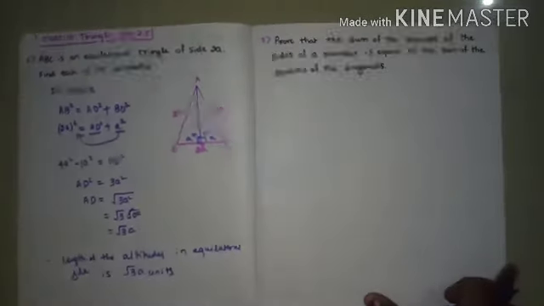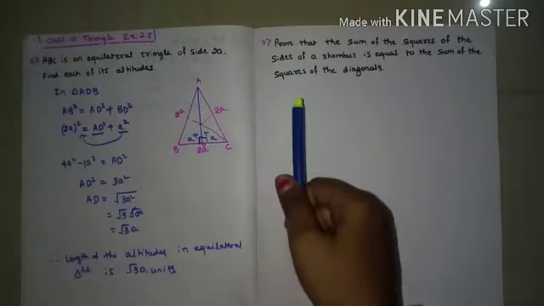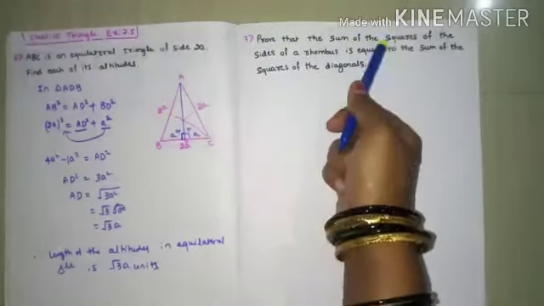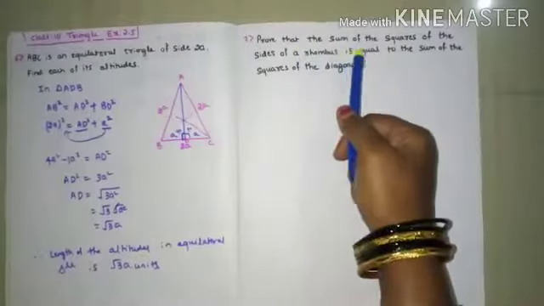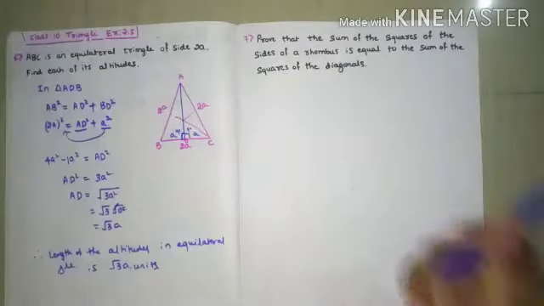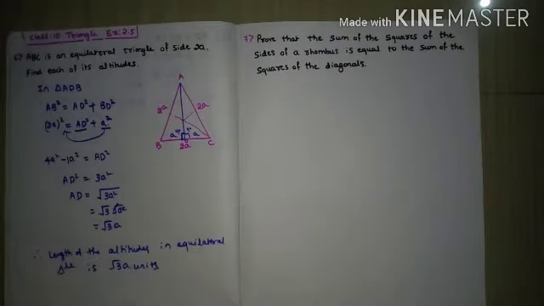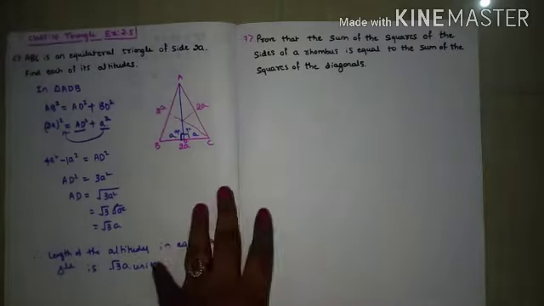Now we'll see the seventh sum what they have given. Prove that the sum of the squares of the sides of the rhombus is equal to the sum of the squares of the diagonals. Before going to start this sum, you should be knowing about the rhombus. Rhombus is one type of quadrilateral. In that quadrilateral all the sides will be equal and the diagonals will bisect each other at a 90 degree.